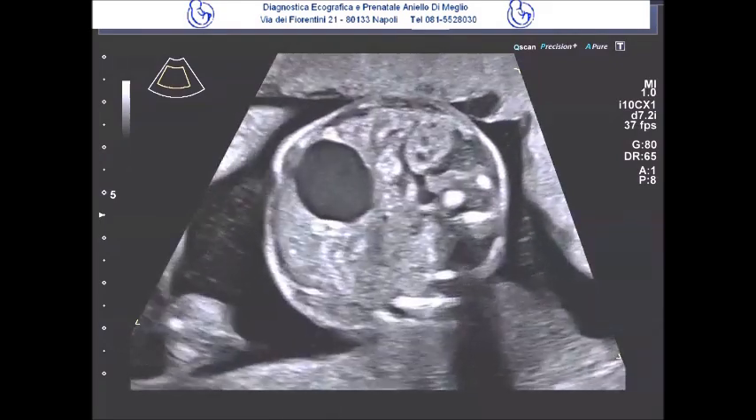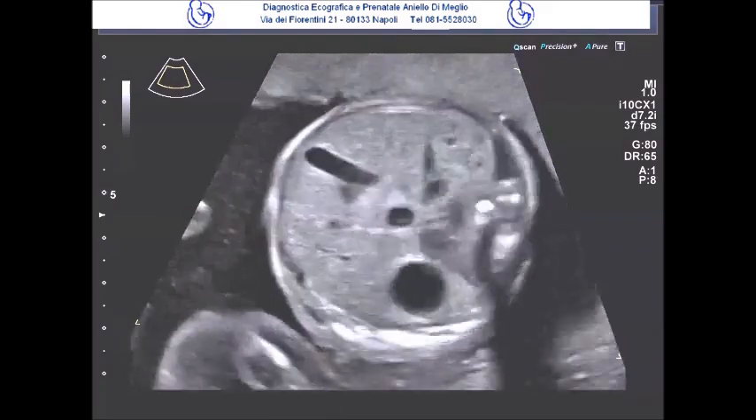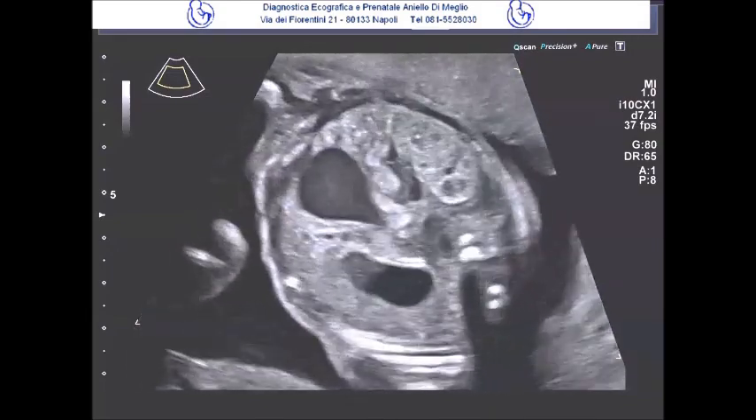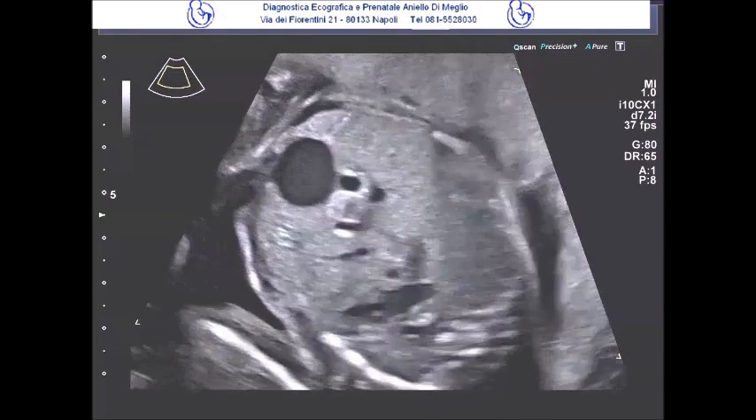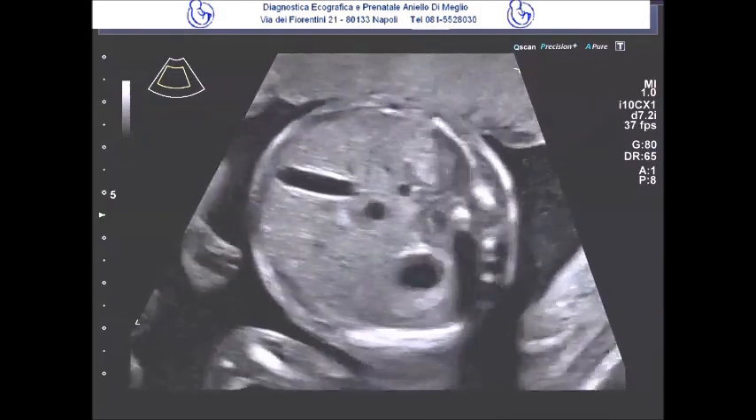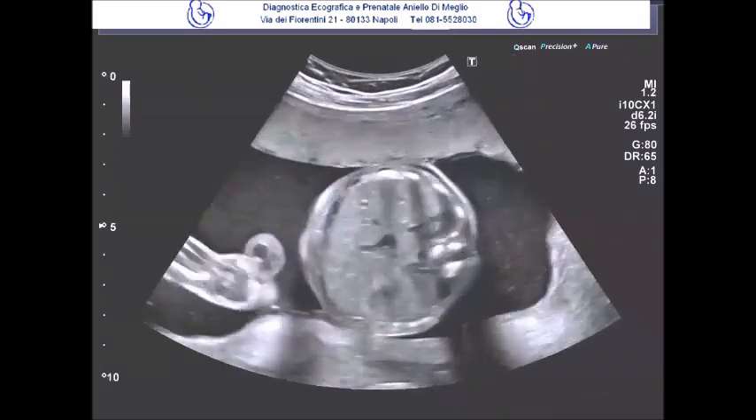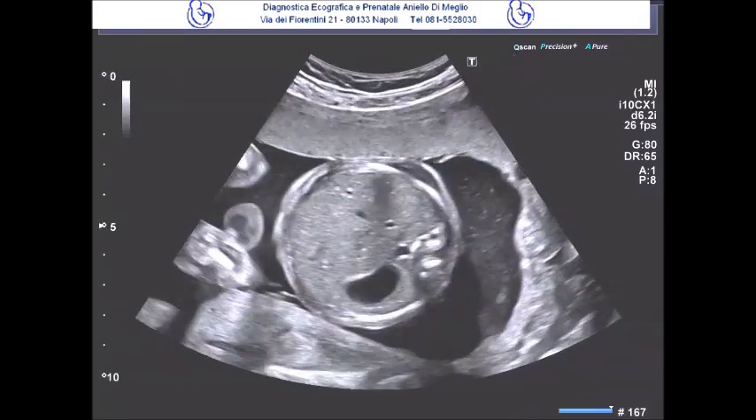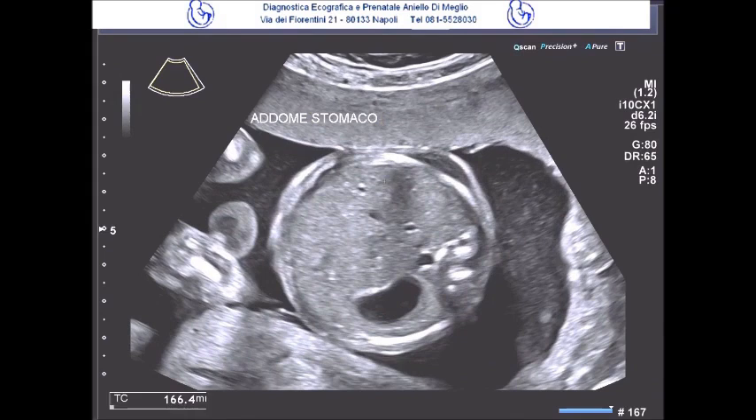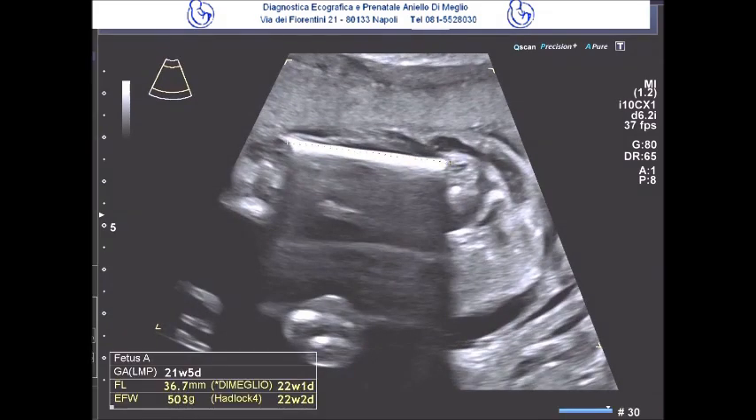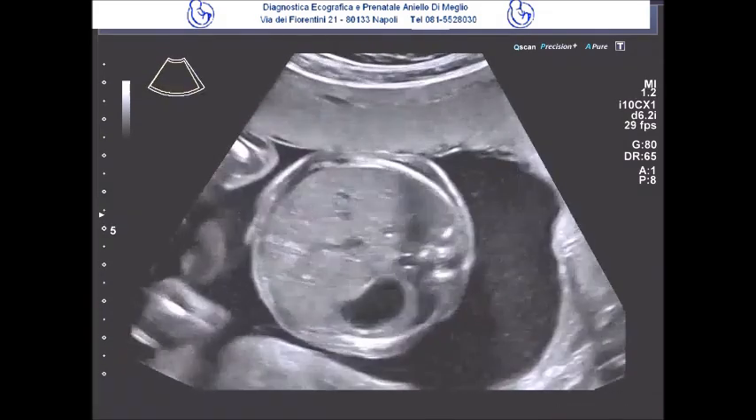We see this roundish anechoic formation that does not communicate either with the underlying bladder or further to the left with the stomach. In fact, these structures are clearly distinct from the formation, which is located to the left of what is the gallbladder on the right and is surrounded by the bundle of intestinal loops. Then, completing the biometry, we acquire the abdominal circumference and we can see the stomach. And next we measure the femur. Both measurements correspond to the gestational age and therefore confirm the absence of any fetal growth abnormality.